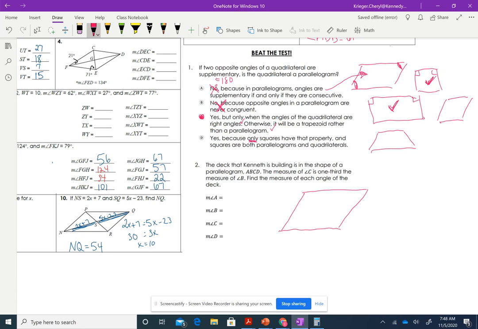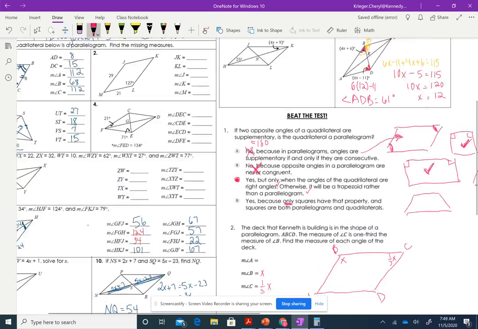I have my pairs of parallel sides. I know that C is 1/3 of B, so that means that A and C are 1/3 of B and D. Okay, so let's go ahead and say that angle B is x, and angle C is 1/3 of B, so 1/3 of x. All right, I'll plug that into my picture. So B is x, and C is 1/3 of x.